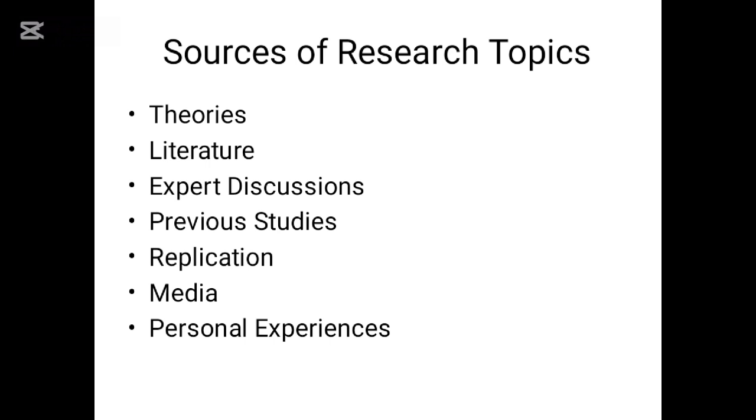And then, following the previous research studies, the studies that had already been conducted can also suggest a topic for further research. And then the replication. Replicating a study involves carrying out a research project that has been done previously. Now, in this case, the problem and procedures of the research are identical to a study that has been previously done.